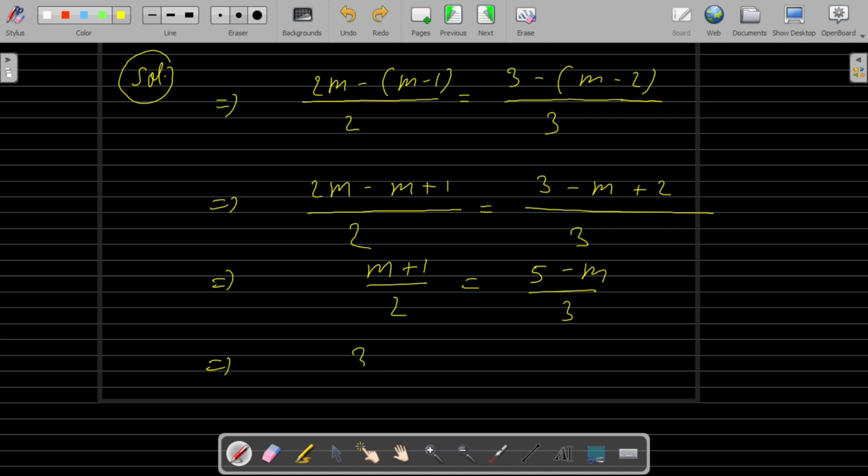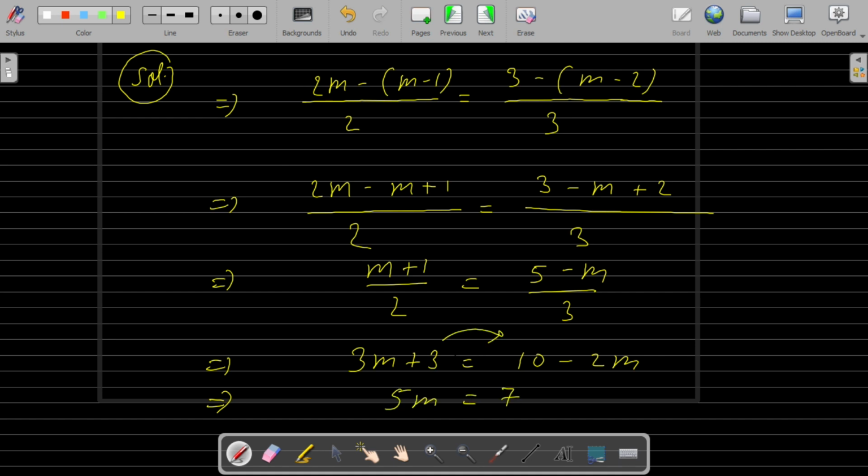So this will become 3m plus 3, this will become 10 minus 2m, and now I will take the whole variable on the left hand side and the numerical part on the right hand side. So I am transferring this 2m to this side. Okay, so it will become 5m, then 7.